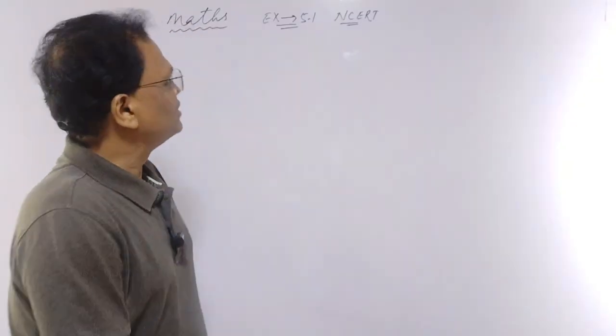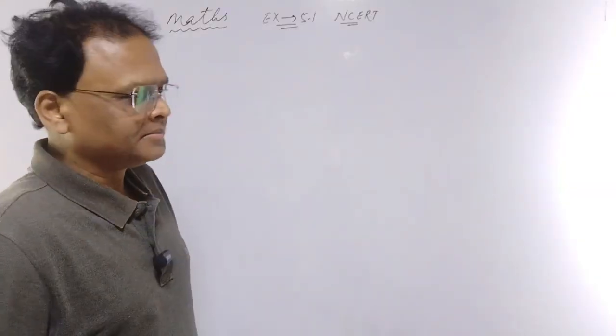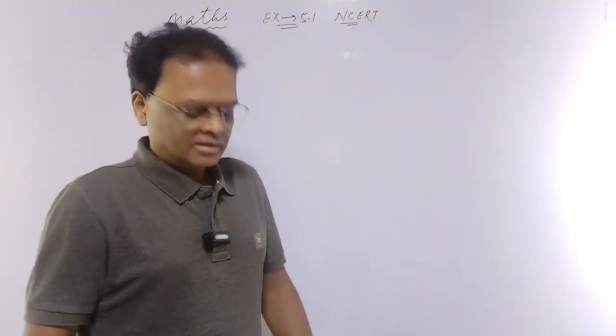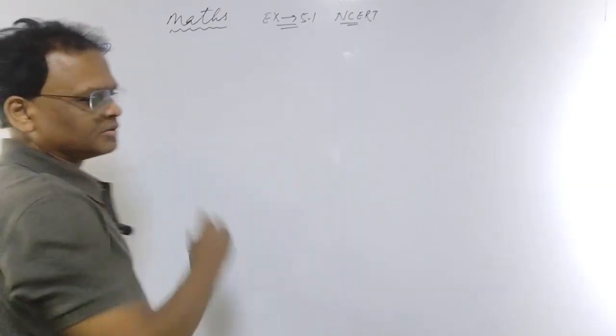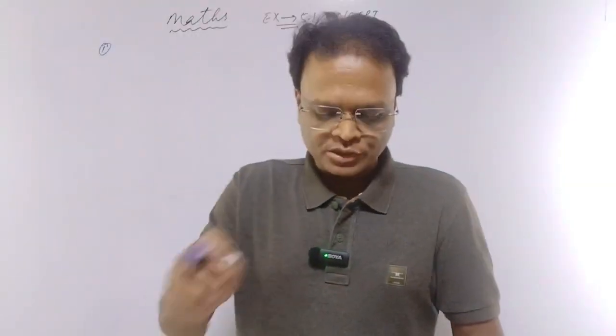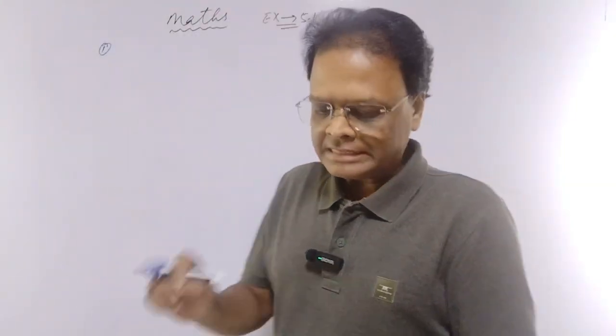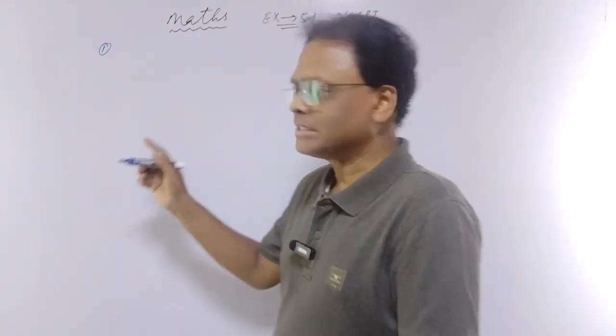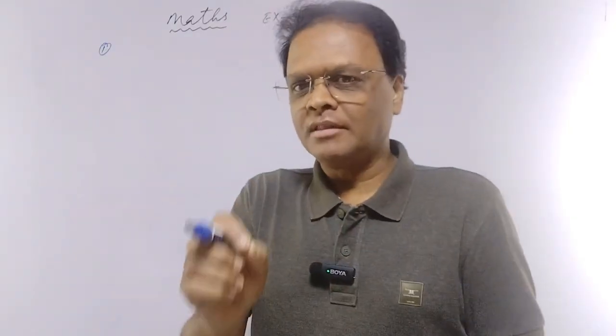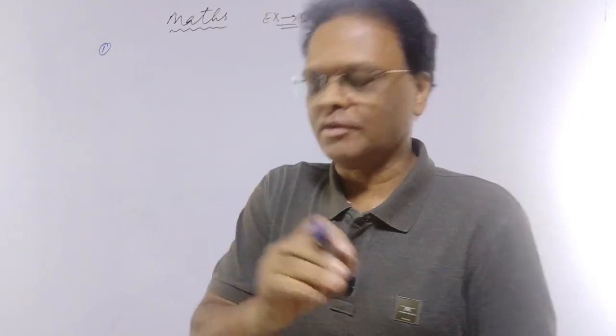The first exercise is number 5.1 from NCERT. The concept class is already over. Now, what is the first question asking? The first question is: in which of the following situations does the list of numbers involved form an arithmetic progression or not? You have to decide whether the given situation is an arithmetic progression or not.